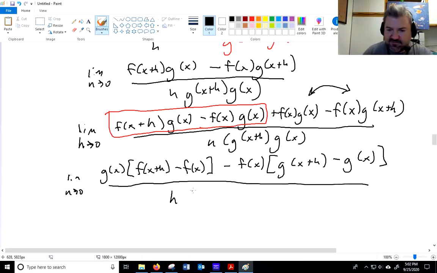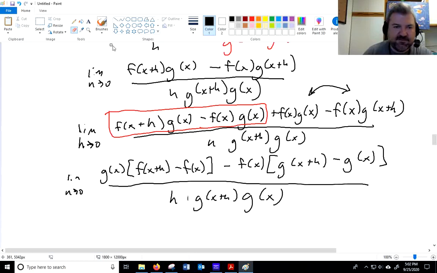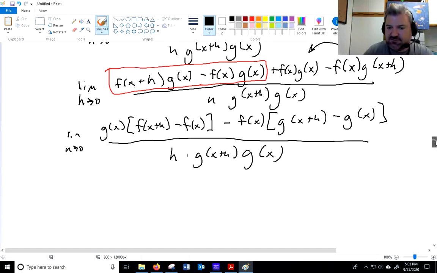All right, and then this is all over h times g of x plus h times g of x. I don't know why I have that rogue parenthesis there. I don't need that. I'll get rid of it. Okay, so how does this help us? Well, actually, believe it or not, this is pretty close to done. Because I can now divide each term by h. And I'm going to do so like this.